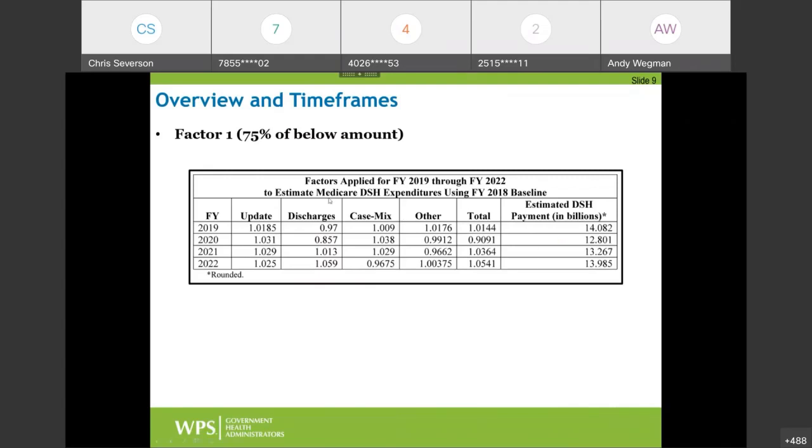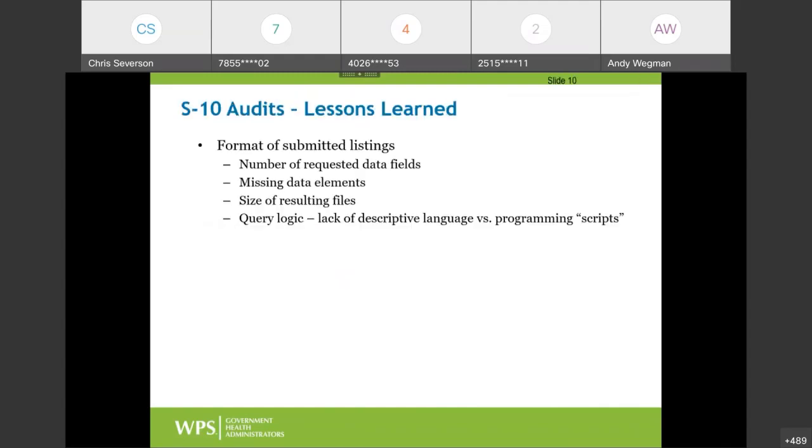So what I have here is just a history of the different rates, the estimated DISH payments, and then, of course, this is going to be multiplied by the 75% to get the amount used for the UCP. And we'll see the other part of that in just a bit, the actual factor 2, so what the ultimate amount that's paid out is. We'll see that in just a couple of slides.